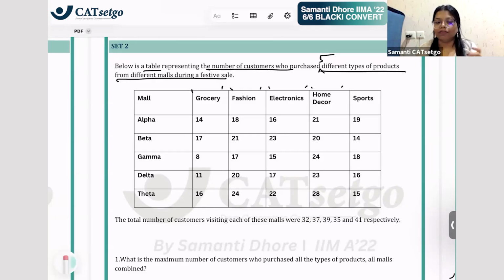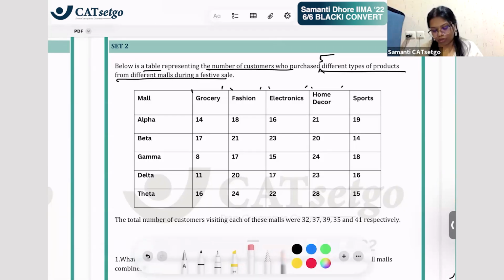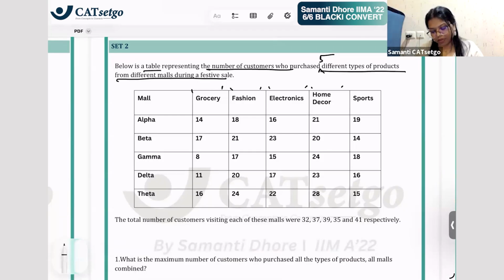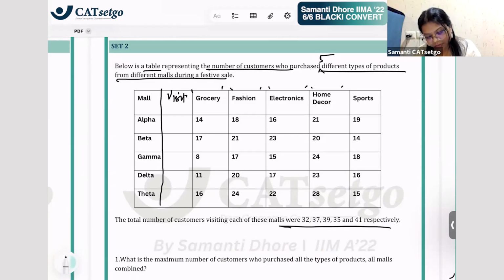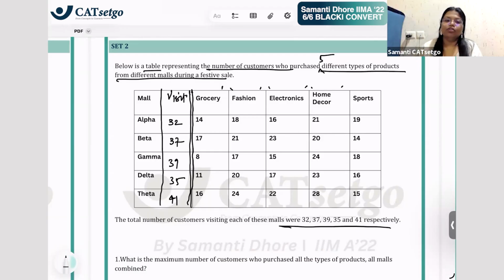And then they say the total number of customers visiting each of the malls. So how many visitors were there? 32 people, 37 people, 39, 35, and 41. Right? So total, how many visited? 32 people came to Alpha Mall. Out of these 32 people, 14 bought groceries, 18 bought fashion, 16 bought electronics, 21 bought home decor, and 19 bought sports. So definitely there is an overlap happening, right?